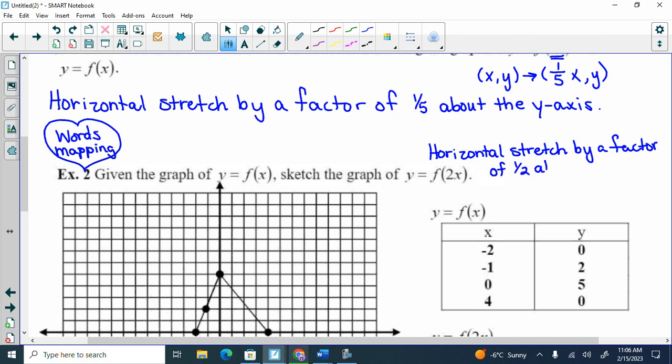1/2 about the y-axis. The horizontal stretch always flips. So if I used a half in my words, I'm going to use a half in my mapping. Mapping and words are the same. x, y becomes 1/2 x, y.